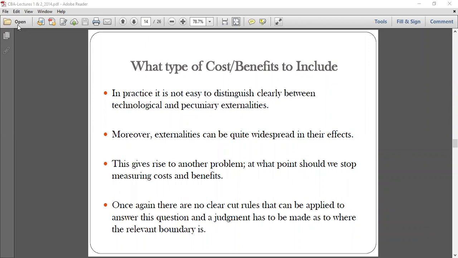Is it pecuniary externalities or something? I didn't understand it. Hello, can you hear me? Yes, I didn't understand it. Is it the pecuniary externalities? Yes, I didn't understand the explanation.